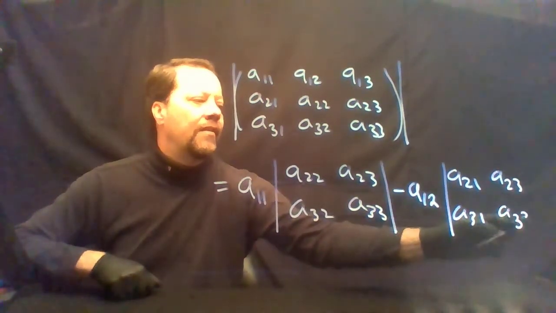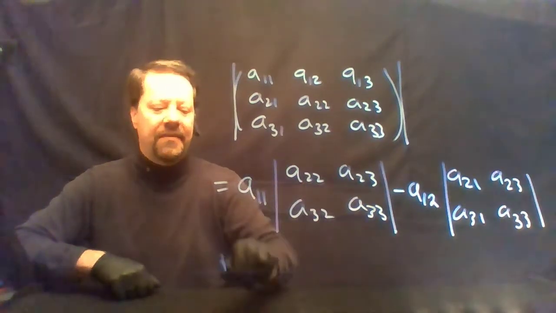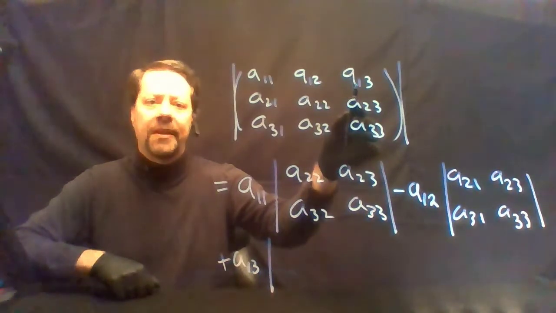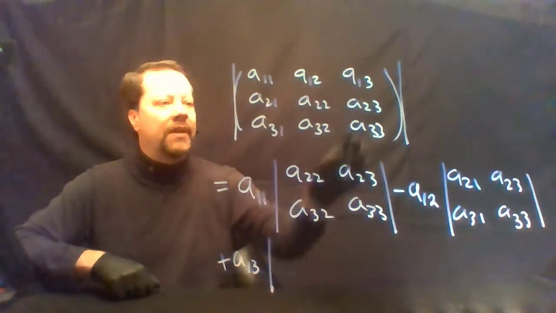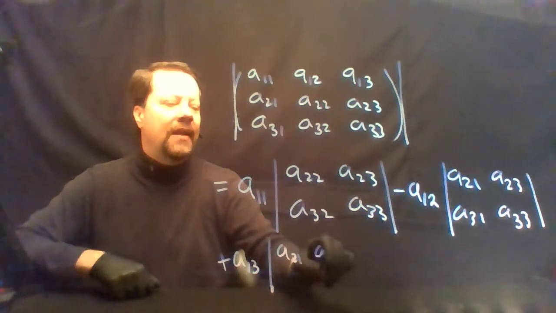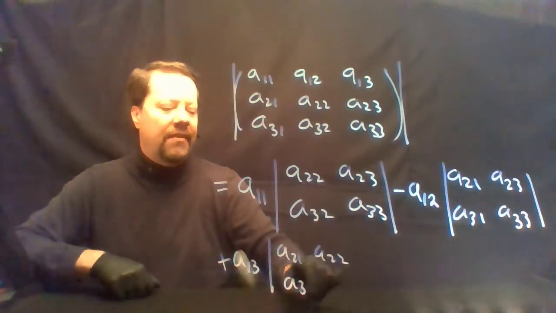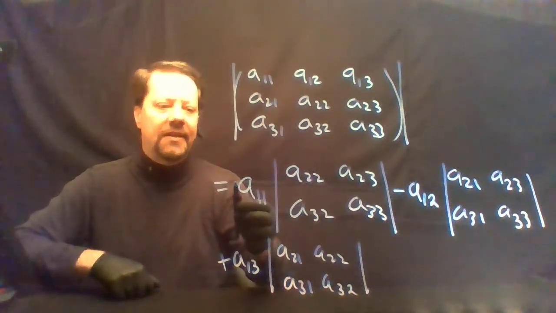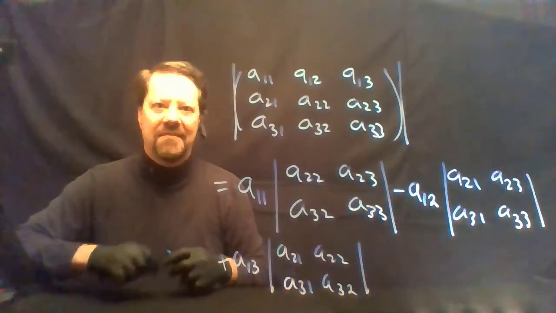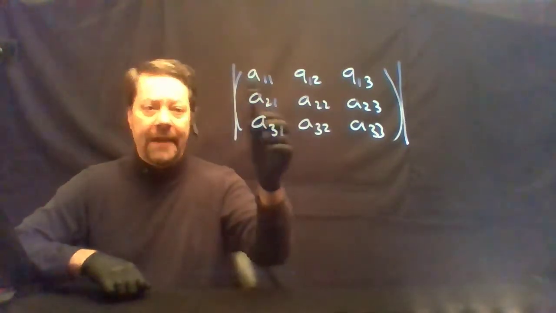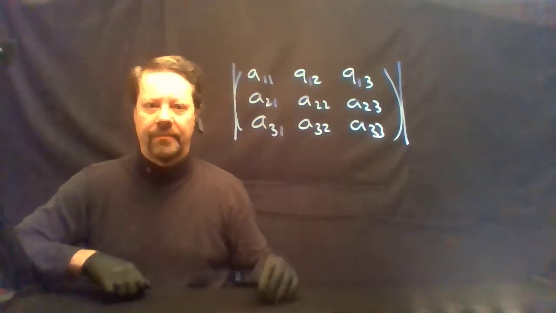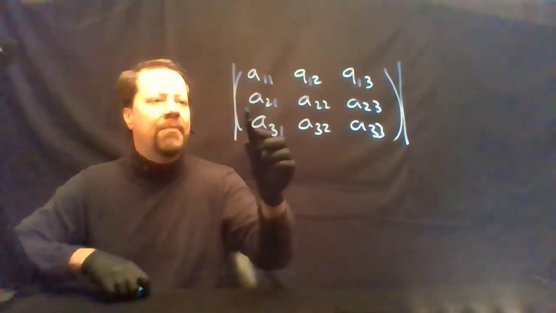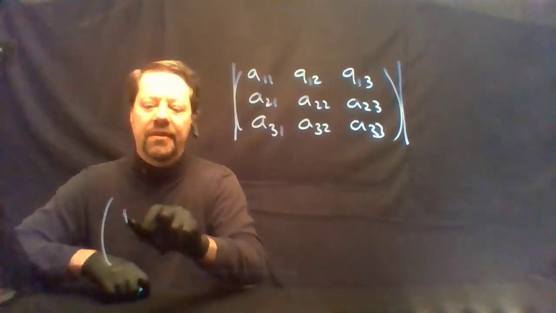A31, A33, and then plus A13 times the determinant of the submatrix that you get by crossing out its row and column. That's A21, A22, A31, A32. Notice the change in signs, plus, minus, plus. That was cofactor expansion around the first row. It's a theorem that you can use this cofactor expansion around any row or column, but you have to pay attention to the sign structure.